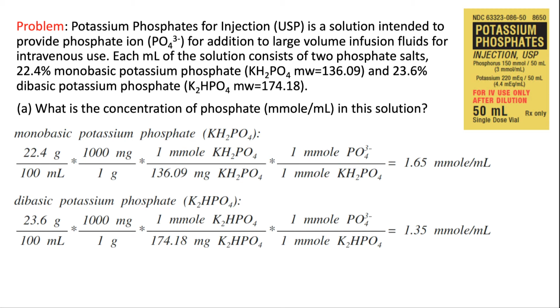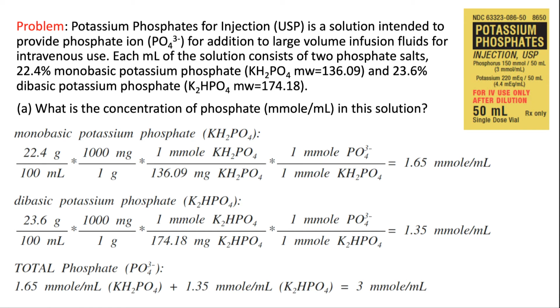Okay. Well, the last step is simply to add up. Again, the question doesn't care where the phosphate comes from, so let's take the 1.65 millimoles per mL of phosphate from the monobasic and add it to the 1.35 millimoles per mL from the dibasic. Add those two together, and we get a total of 3 millimoles per milliliter of phosphate. That's the concentration of phosphate in this solution.